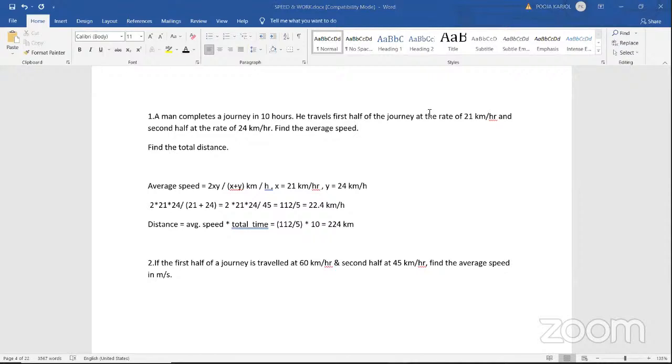51.42. Virti got. Okay. The question is find the average speed in meter per second. 14.2. Yes.